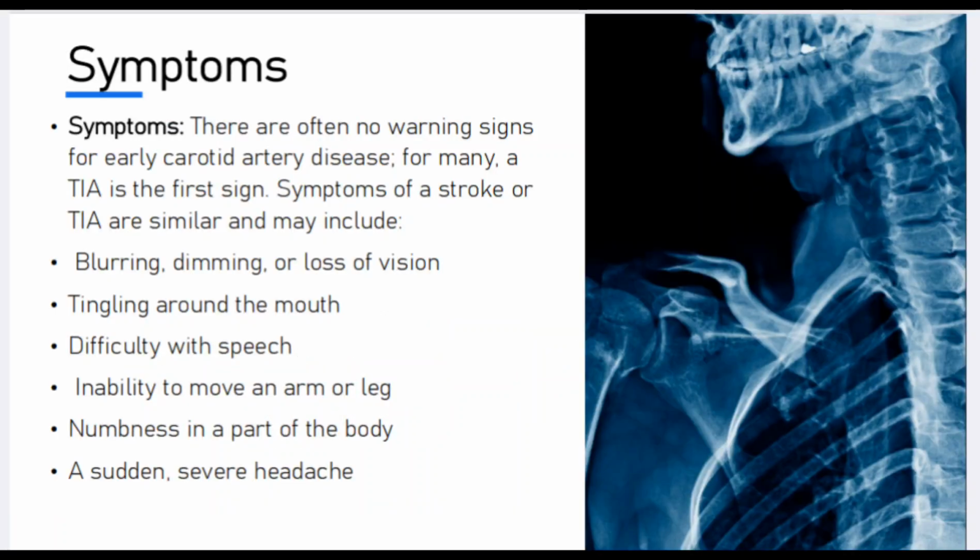Symptoms. There are often no warning signs for early carotid artery disease. For many, a TIA is the first sign. Symptoms of a stroke or transient ischemic attack are similar and may include blurring, dimming, or loss of vision, tingling around the mouth, difficulty with speech, inability to move an arm or leg, numbness in a part of the body, and a sudden severe headache.